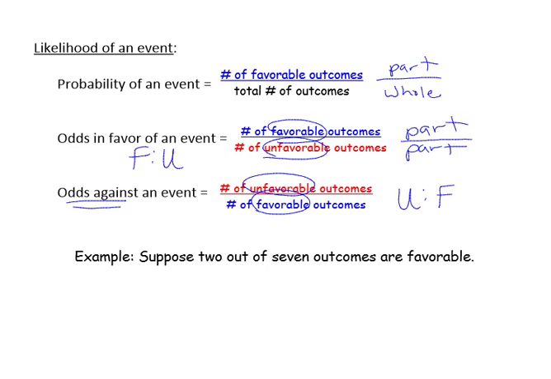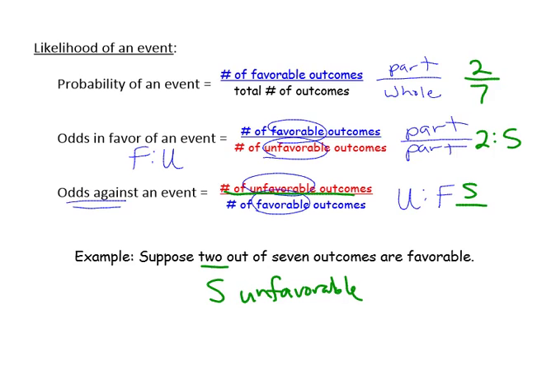Sometimes these are written as ratios instead, like unfavorable to favorable, or for odds in favor, it would be favorable to unfavorable. So suppose 2 out of 7 events are favorable. Well, that would tell us that the probability of getting that favorable event is 2 out of 7. But the odds in favor of that event are going to be, well, there's 2 in favor. There's how many against? 5. If 2 are favorable, then there must be 5 that are unfavorable. To find the odds against that event, the number of unfavorable, 5, to the number of favorable, 2. And I'm just switching back and forth between the ratio and the fraction so you can see both.